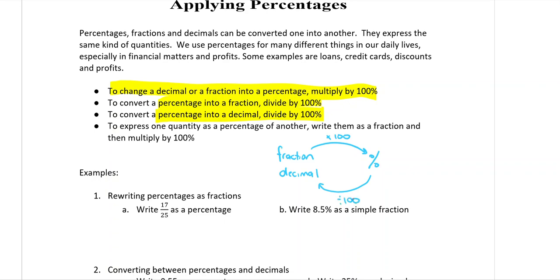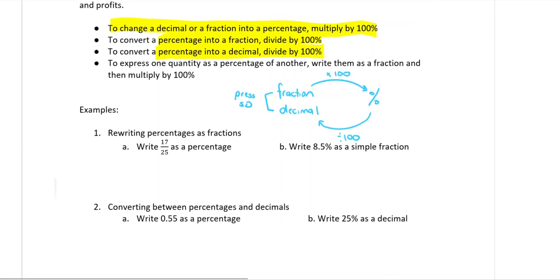Now the thing is, fractions and decimals, they're kind of there together. How do we change between the two of them? Well, the easiest thing to do is to press the SD button on your calculator. So if you do a calculation and it gives you a decimal, but you want a fraction, you press that SD button and it will change it for you. Okay, between those two things. All right, so let's give it a go.